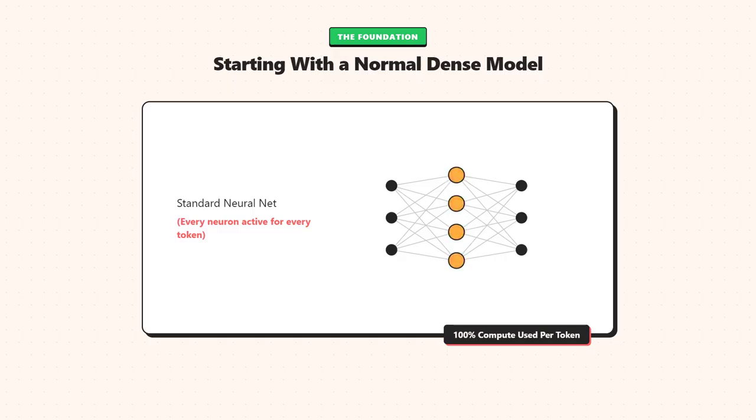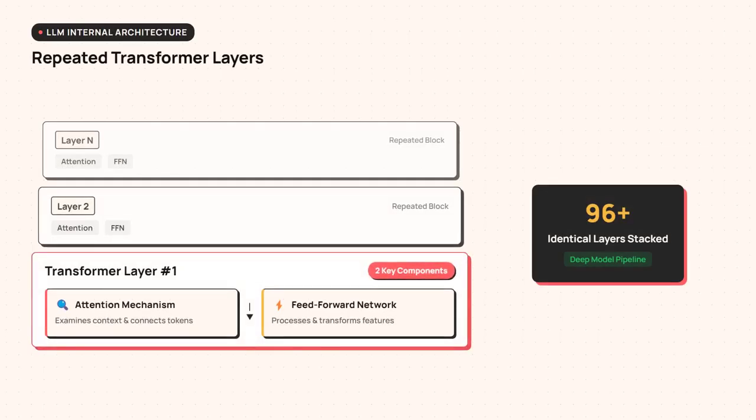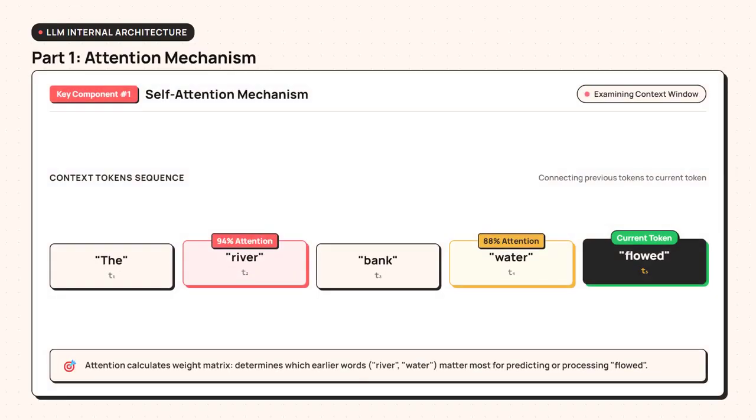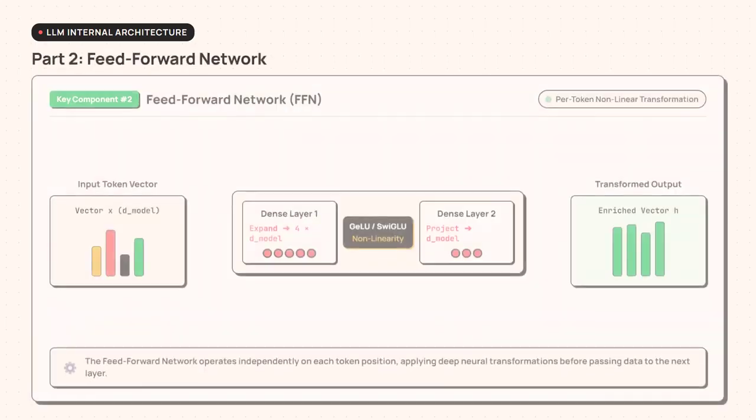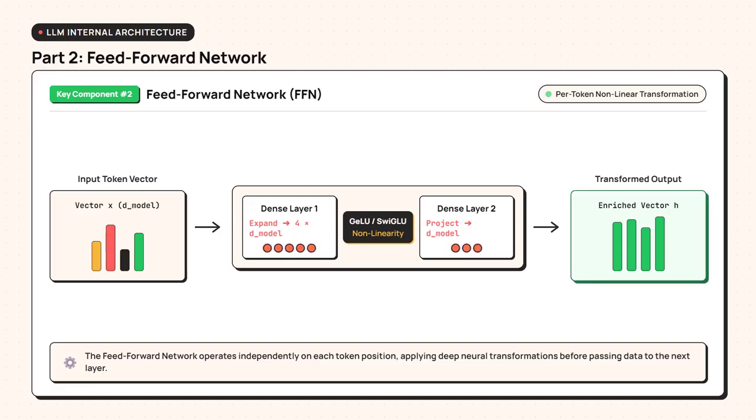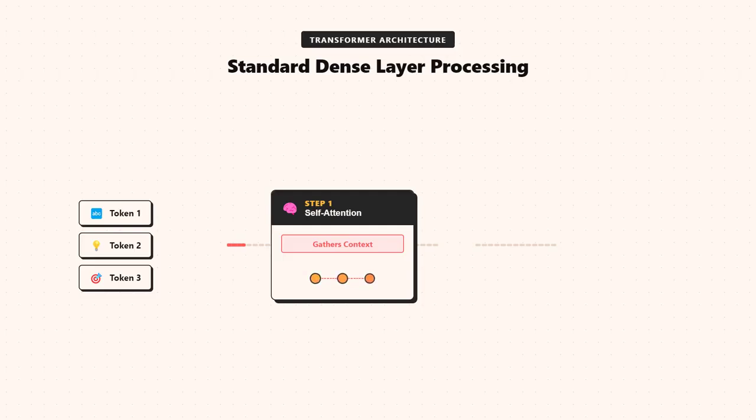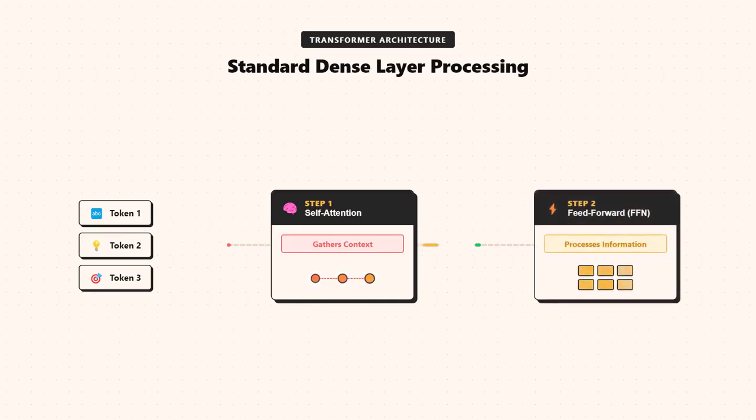Before explaining mixture of experts, we need to understand what it is replacing. Most language models are built from many repeated transformer layers. Each layer contains different components, but two parts are especially important. The first is the attention mechanism. Attention helps the model examine the tokens in the context and decide which earlier information matters for the current token. The second major component is usually called the feedforward network. That name sounds complicated, but you can think of it as a large transformation applied to every token. Attention gathers information from the context, and then the feedforward network processes that information.